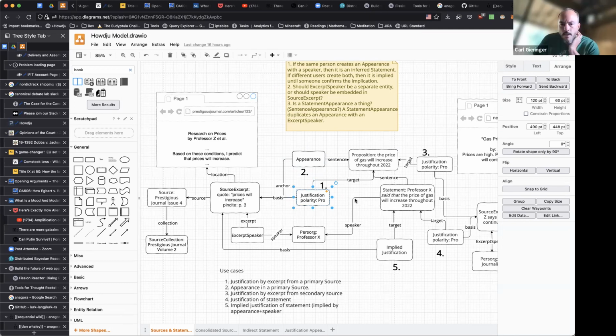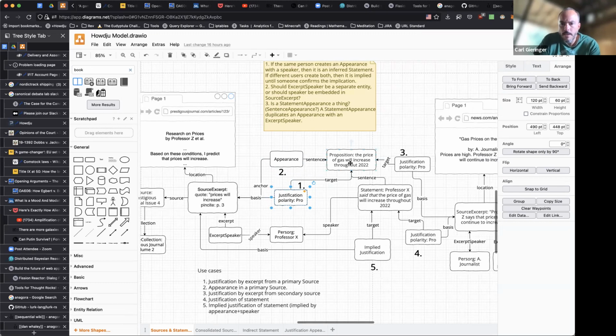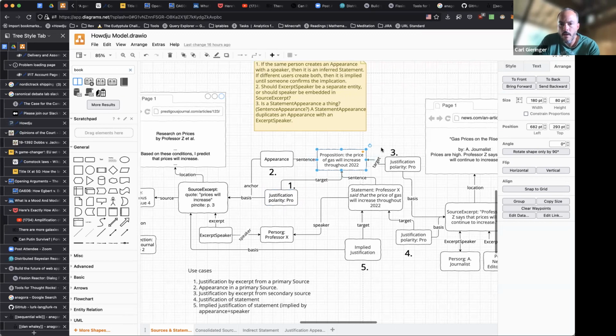Oh, okay, yeah. So in this diagram, maybe start with this proposition. This is the main, what Marc-Antoine last time called the posit, the logical content that we're talking about here. The price of gas will increase throughout 2022. You can argue, is that a good proposition? Could it be more precise? Could it be reworded?